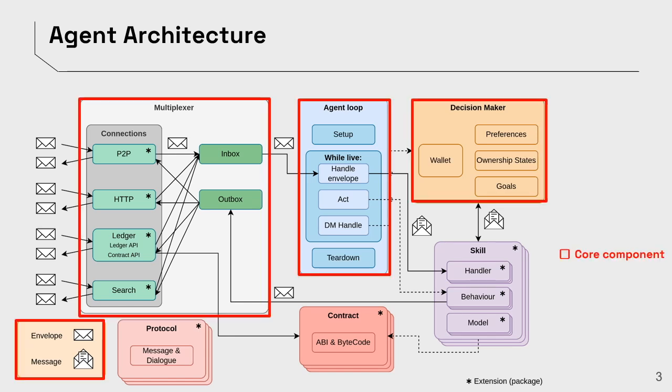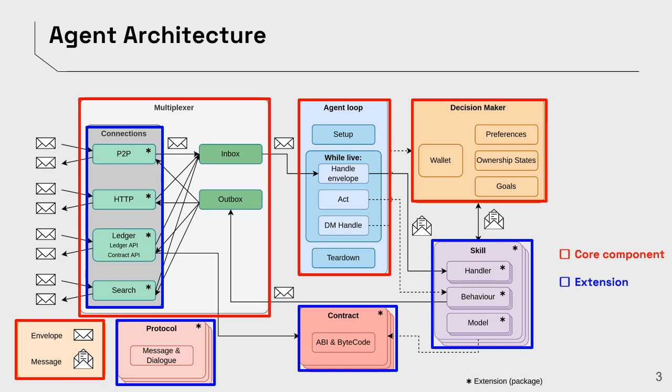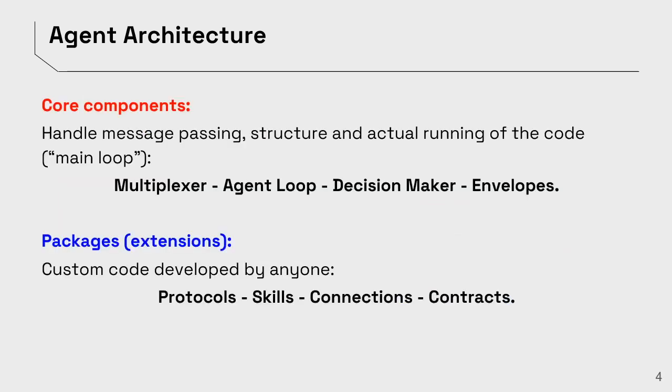It is important to notice that there are two kinds of components. On one hand, we have the core components, which are those highlighted in red. Those components are common for all the agents. In addition to that, the framework also defines a set of extensions, which are the components that the developer is able to produce in order to make the agent tailored for their needs. Core components are in charge of executing common tasks, such as handling message passing or executing the actual loop of the agent. On the other hand, packages define custom components that can be developed by anyone.